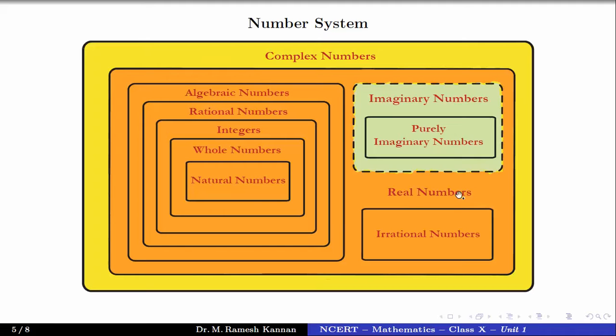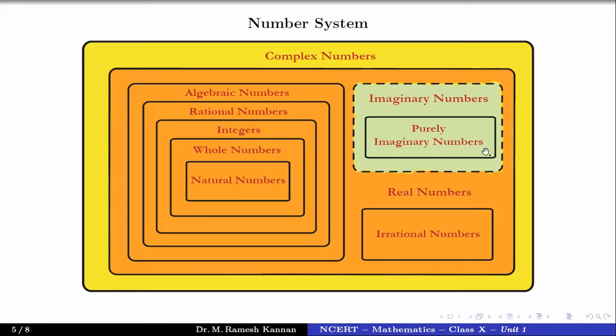So real numbers comprise the irrational numbers. This is a kind of unique number, and this is the holistic number called algebraic numbers. We can further subdivide that into rational numbers, and that encompasses integers, whole numbers and natural numbers. So all these things colored in orange we call the real numbers, which is a part of the complex number. And the other part of the complex number is the imaginary number, and that consists of purely imaginary numbers.